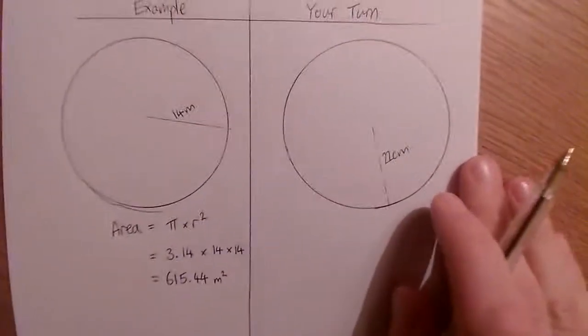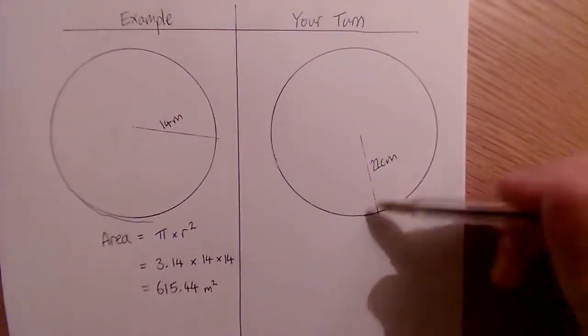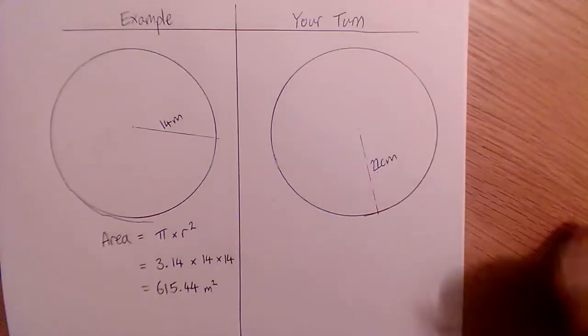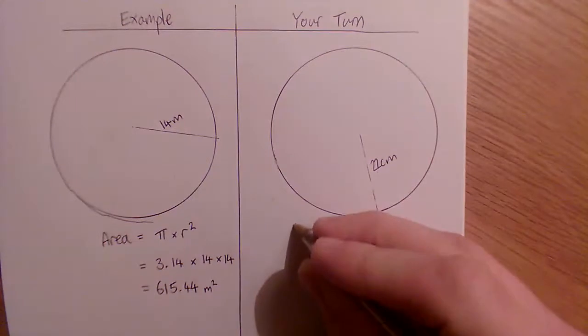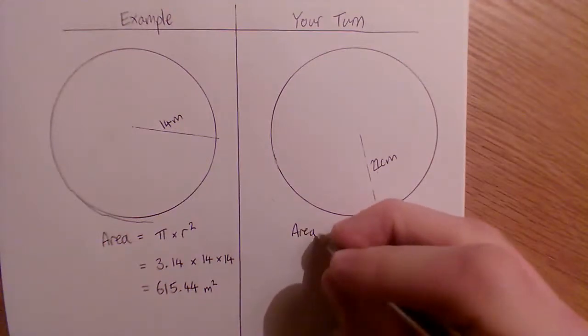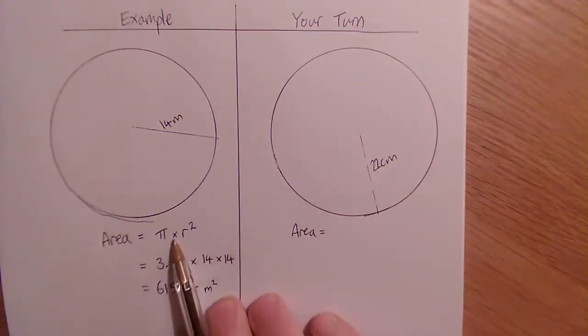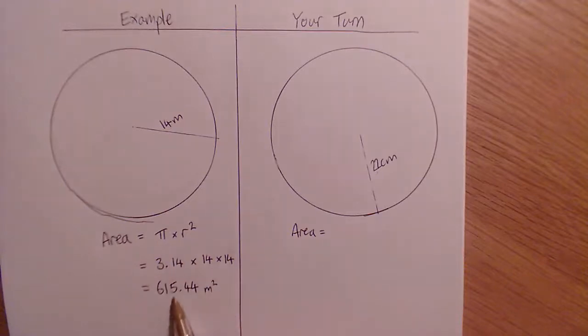Now have a go. So here is one for you to have a go at. This has a radius of 22 centimeters. I want to know what area does it have. So the first thing you need to do is write down the formula, put in the numbers, and then calculate it. So have a go at that now. Pause the video, take a turn, and then I'll run through that one in just a second on the video.